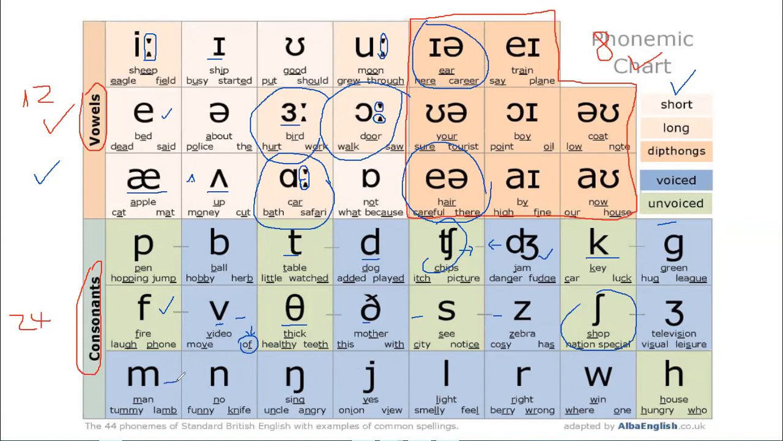Okay, then we have m: man, tummy, lamb. Then we have n: no, funny, knife. Look at that, knife. Everything they ever said, knife, here is the heart of the matter. This knife is an n. The sound ng: sing, uncle, angry. The sound y, I love this one. This one makes the difference between saying yes and saying yes. Yeah, yes, onion, view, ear.